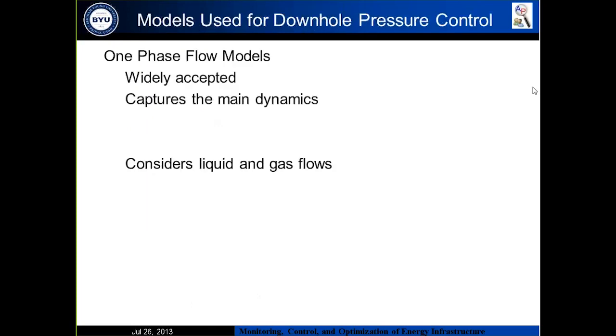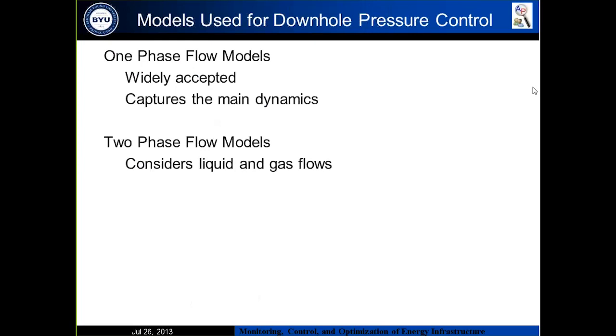So in the literature, there are lots of models for downhole pressure. I tried to put them in several categories. One of them is one-phase flow. They basically just assume that everything in the annulus and the drill string is in one phase. They have their own mass balance equation, and they derive the model. It is widely accepted in industry and also in the literature, and there are papers comparing its results with some industrial plants, and they reported it captured the dynamics.